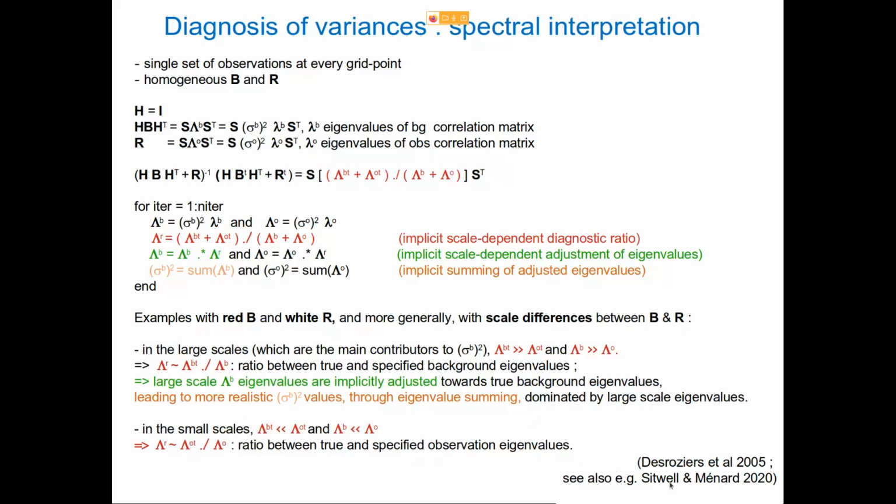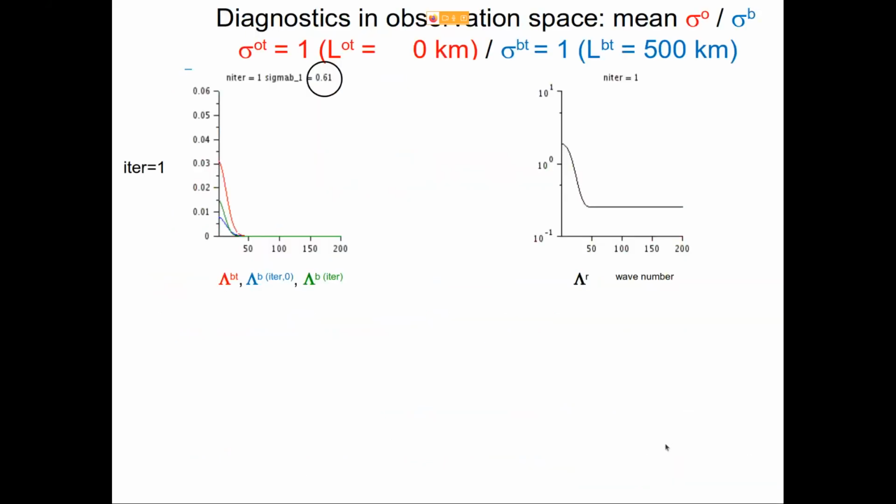So this has been studied partly by Gérald Desrosiers in 2005 and also by authors like Citwell and Ménard in 2020. So this is an illustration, again, in a 1D idealized context. So still with sigma O's and sigma B's equal to 1, spatially uncorrelated observation errors, spatially correlated background errors.